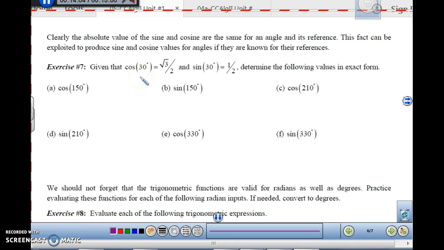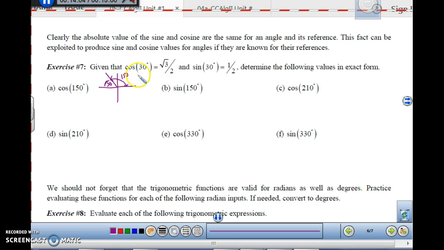All right, now let's see if we can figure these problems out. Given that cosine of 30 is the square root of 3 over 2, and sine of 30 is equal to a half, determine the following values in exact form. All right, so we're going to use our reference angle right here. We know the cosine of 150. All right, so 150 would be an angle measured from here. So that's 150. The reference angle would be right here. This is going to be 30. Okay, so cosine of 30 is the square root of 3 over 2.